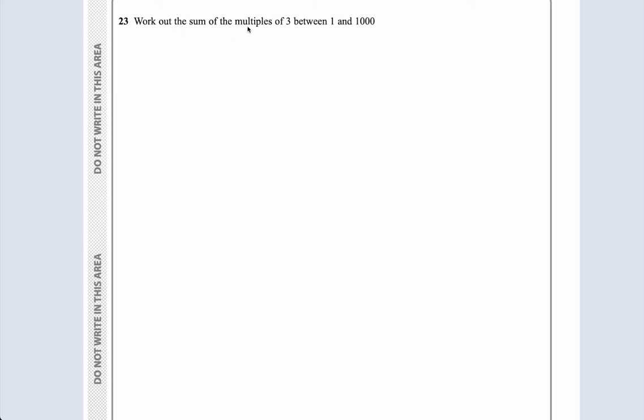Right, so it says work out the sum of the multiples of 3 between 1 and 1,000. So that's basically saying what's the first number between 1 and 1,000 that's a multiple of 3? What is 3? What's the second number? 6. What's the third number? 9. What's the fourth number? 12. And then we're going to just keep going on. What's the last number? Well, maybe this is the hardest bit of the question, although I don't necessarily think it is. The last number is going to be 999.